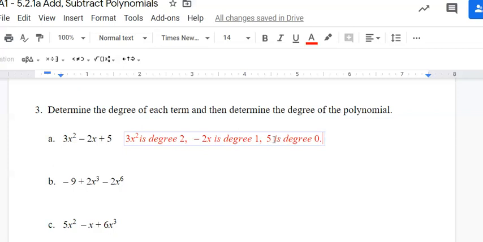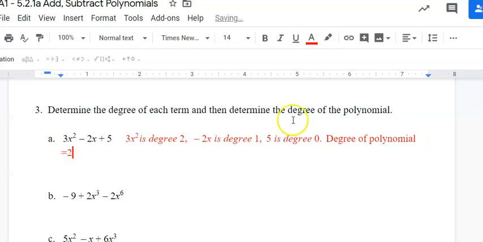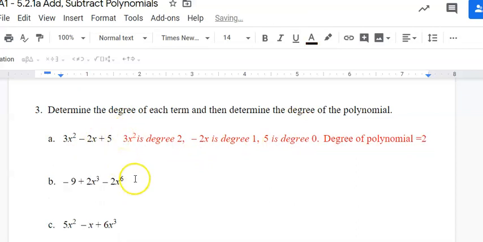All right, finally, the degree of the polynomial is the highest of the 3. So which one was highest? Let's see. The highest one was a 2. So the degree is 2. Back up a little bit to get all that on one row. Okay. So that's what we're doing.